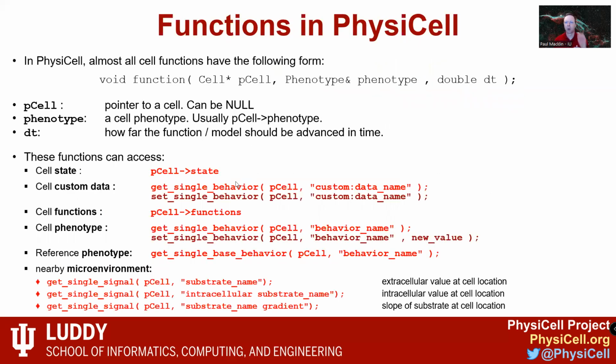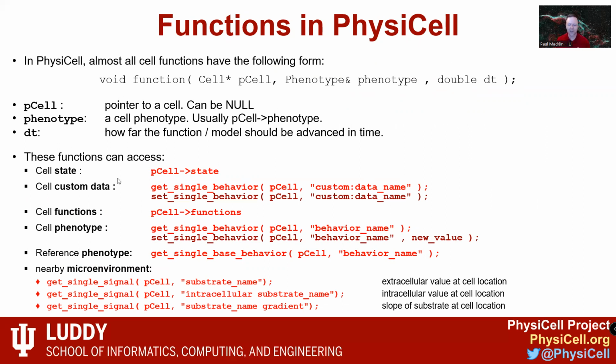And so let me give you an overview of what functions look like in PhysiCell. They almost all have the exact same form, and we want to make this as easy as possible, with a consistent convention, so you can transfer functions around. They all pass a cell pointer as the first argument, and the cell phenotype by reference as the second argument. This really is not necessary, but it can be convenient for acting on the cells, with a little less typing. And then dt is how far you're going to advance your intracellular model or your function.